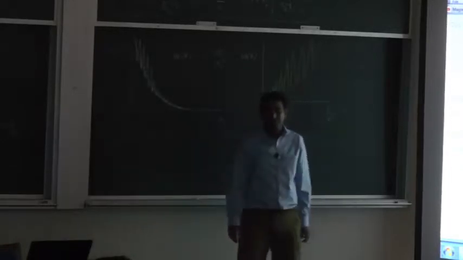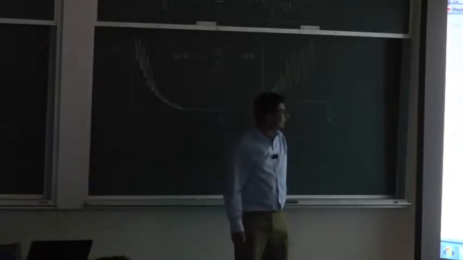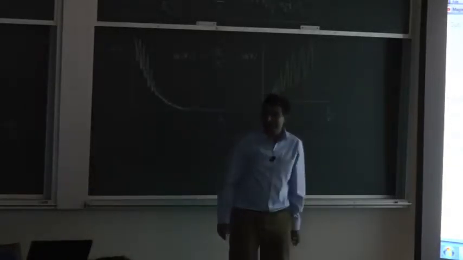Now I can fit this. If I fit this function, I get the value of alpha. The value of alpha is 0.1, 1 over 10. So I have determined what this value of alpha is numerically. Now, how do we go beyond this?